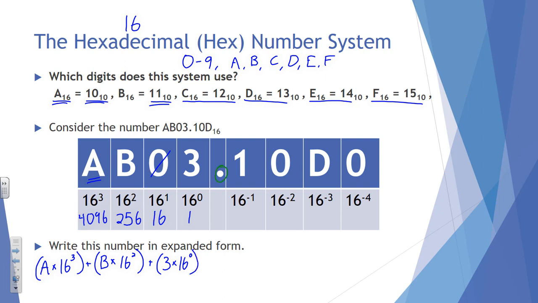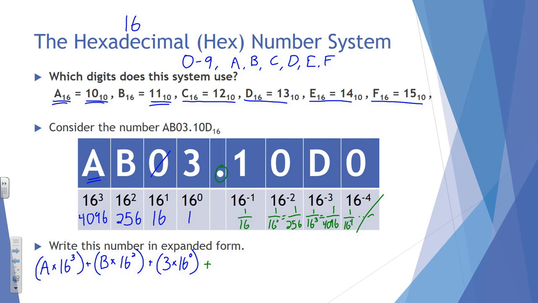Then after our hexadecimal point, we have parts of a whole. 16 to the negative 1, that is the 1/16th place. 16 to the negative 2, that's 1 over 16 squared, or 1 over 256th place. 16 to the negative third, that's our 4096th place. And our last place is 1 over 16 to the fourth, which is 1 over 20-something thousand. We'd ask a calculator if we really wanted to know.